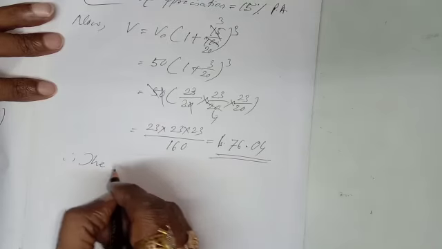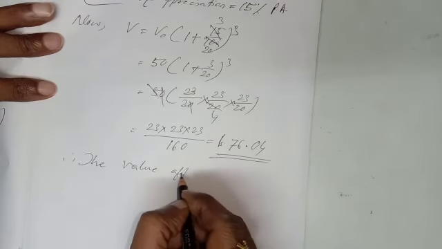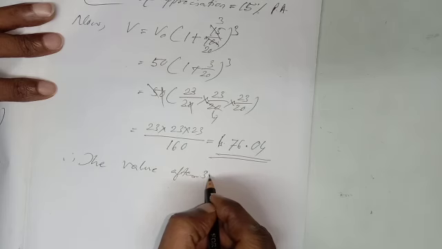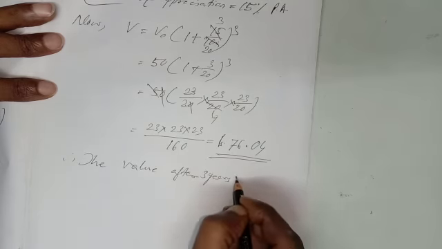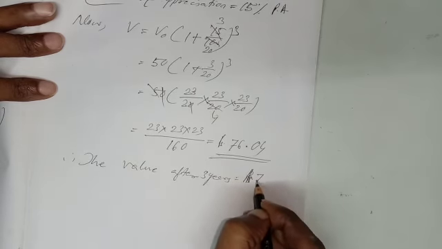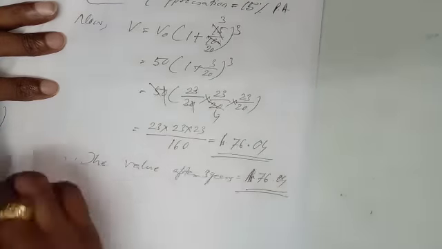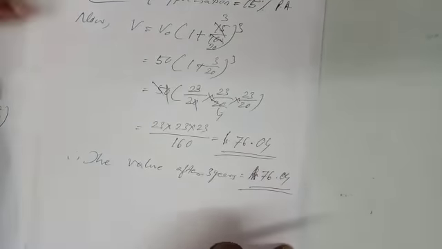The value after 3 years will be how much? Rupees 76.04. 76 rupees 04, that is 4 paisa. Number 3 complete. Let us go to the next question.